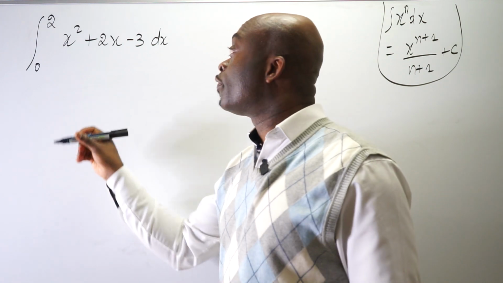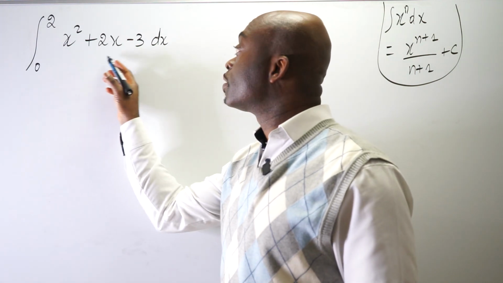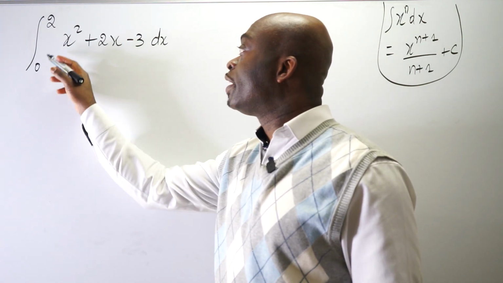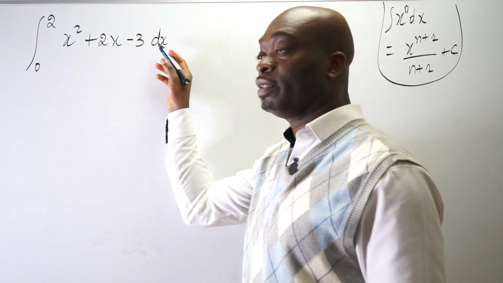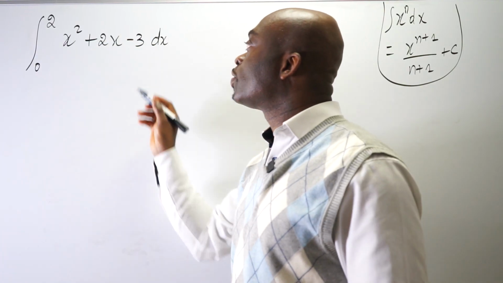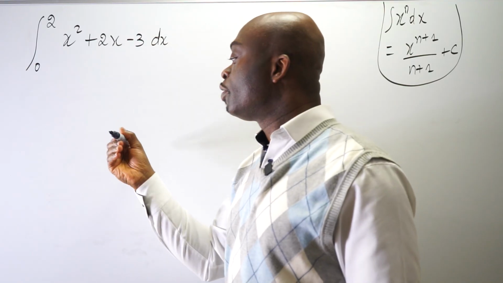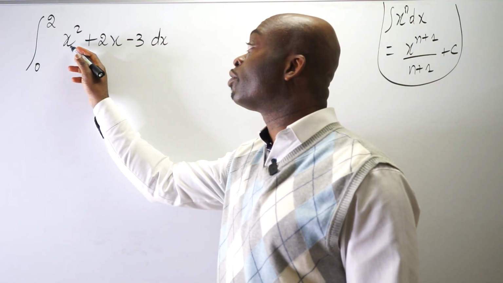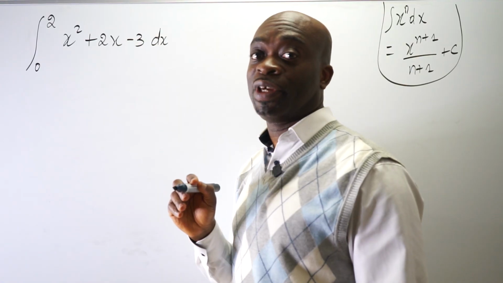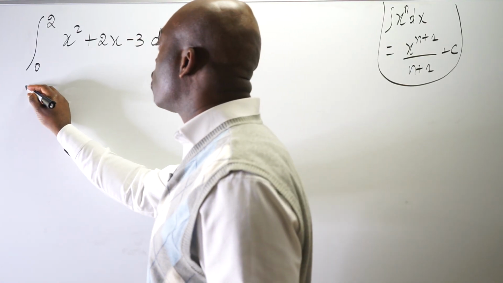We are asked to solve for the definite integral of this function here. So we have the integral from 0 to 2 of x squared plus 2x minus 3 dx. All right? So this is a polynomial function, so that means we can find the integral of each of the terms that we have here. So let's go for it.